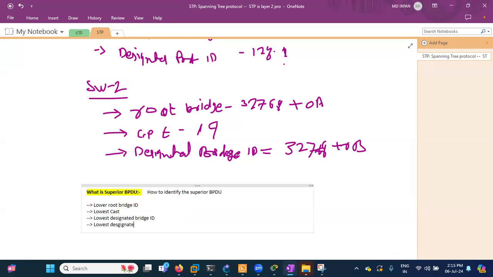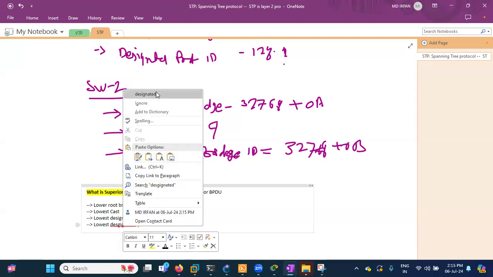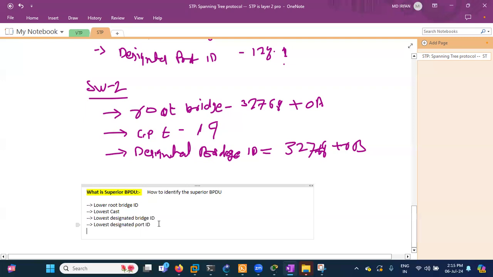Fourth, the lowest designated port ID. Then the lowest receiving port ID. Done. This is the superior BPDU. How you will identify it, I will explain in a moment, most probably in the next video.